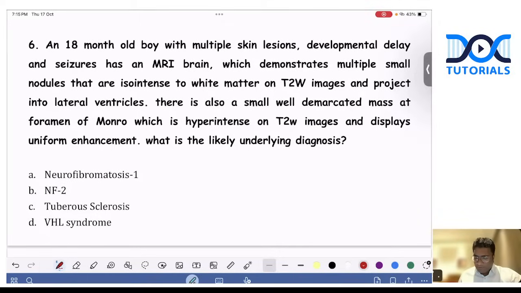So basically, if you look at the question, there is an 18-month-old boy with multiple skin lesions, developmental delay and seizures, showing multiple small nodules projecting into the lateral ventricle, and a small demarcated mass at the foramen of Monro. All of this points towards tuberous sclerosis.